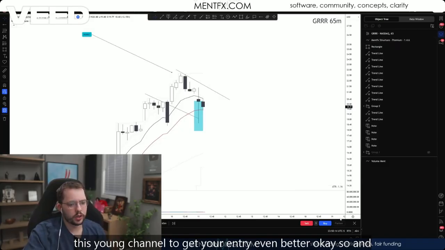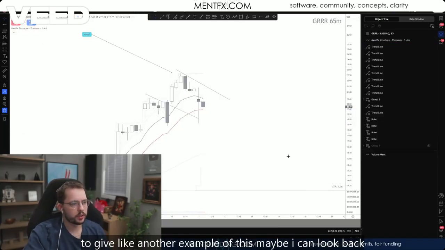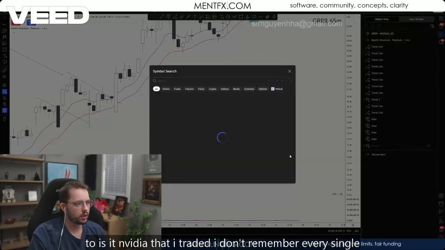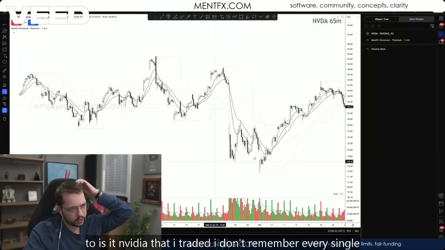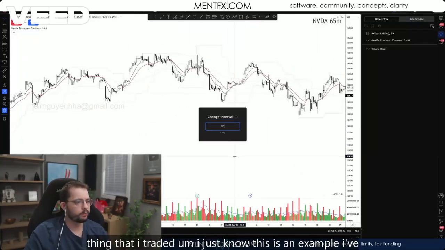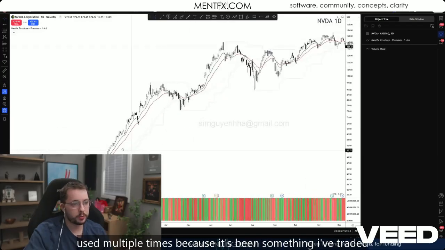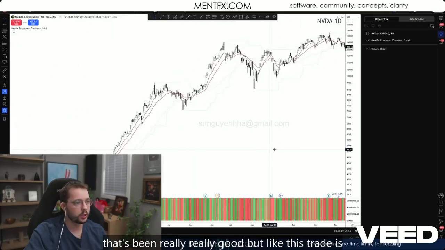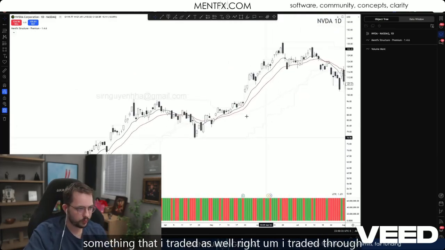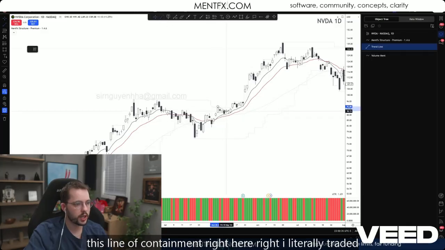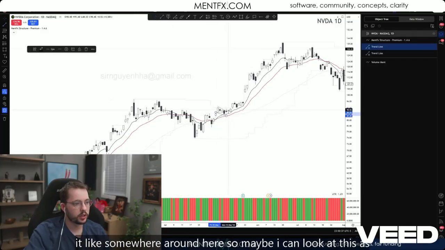Okay. And to give another example of this, maybe I can look back to, is it NVIDIA that I traded? I don't remember every single thing that I traded. I just know this is an example I've used multiple times because it's been something I've traded that's been really, really good. I traded through this line of containment right here, somewhere around here. So maybe I can look at this as an example.